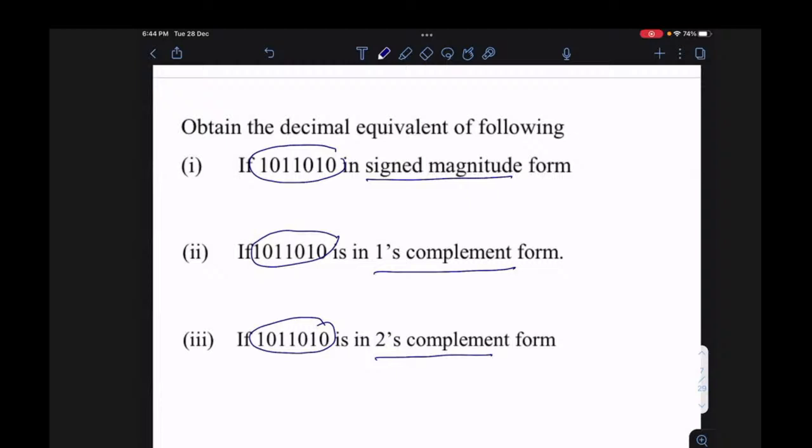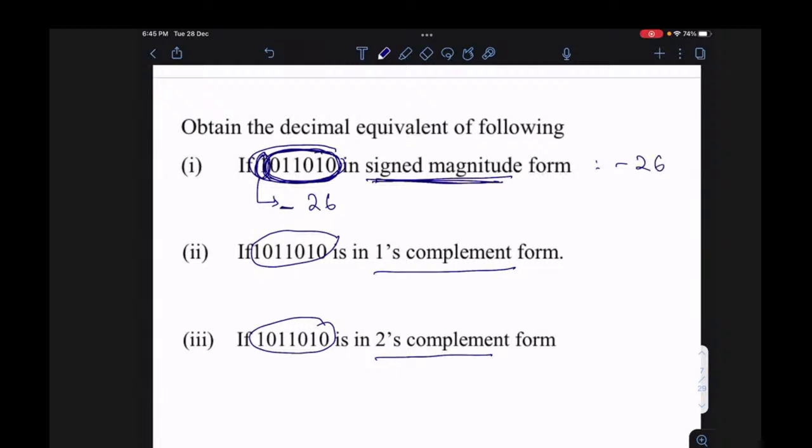In sign magnitude form it is very straightforward. Because the MSB is 1, I'm putting a minus sign here. Then you simply find the decimal equivalent of the rest of the number, which is 26. So overall this is minus of 26. Again, I'm repeating: for the MSB I put a negative sign, and except for the MSB you find the decimal equivalent of the binary number, which is 26. So the overall answer is minus 26.